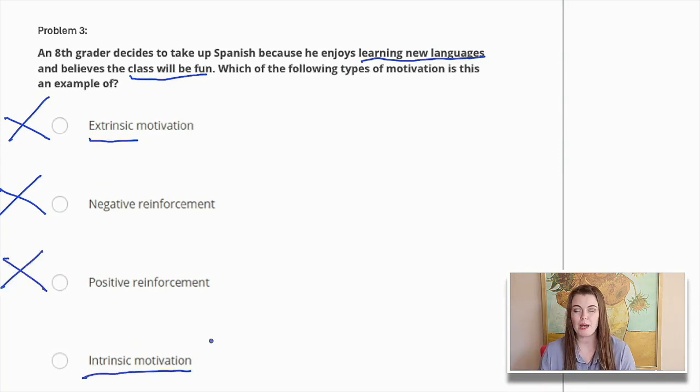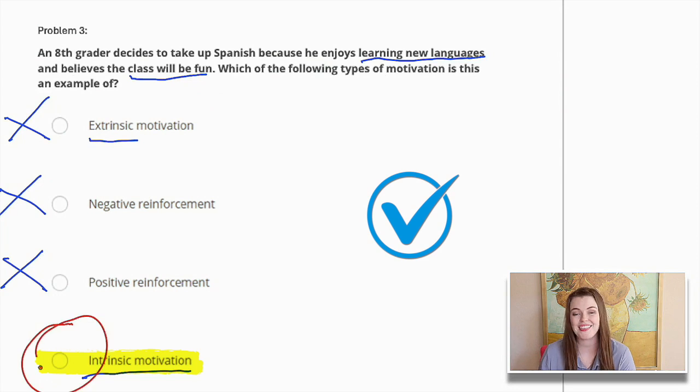Now this means that it's coming from the inside. This person wants to do it. They feel internally rewarded for doing whatever it is that they're doing. They want to do it. So because it says that he enjoys learning new languages and he believes that the class will be fun, we can go ahead and say that this is probably or definitely the correct answer.